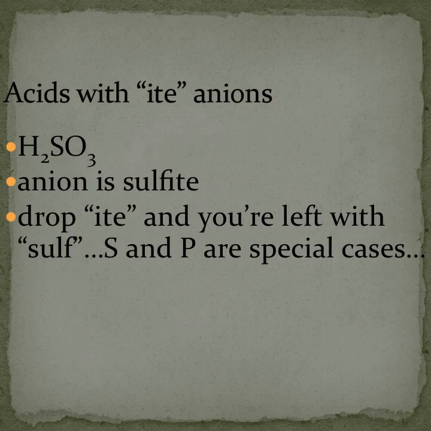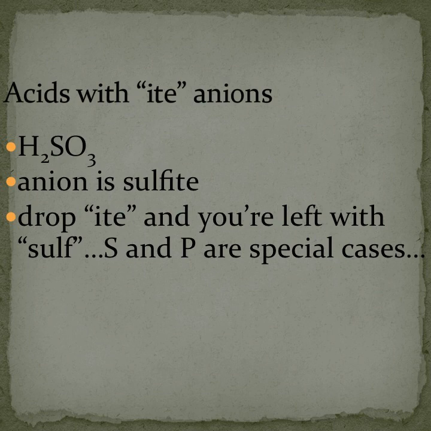So let's take a look at H2SO3. Well, there are two H's there because SO3's charge is 2 negative. And H's charge, remember, is 1 positive. You do your crisscrossing thing, you end up with H2SO3. The anion name, SO3 2 negative, is sulfite. You're going to drop off ITE, and you're left with sulf.